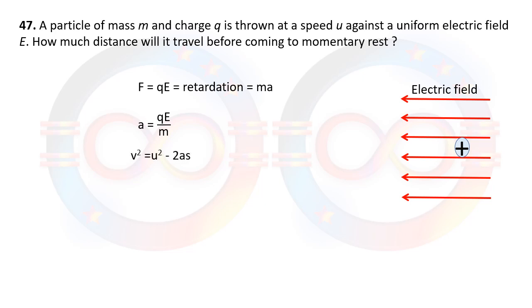Now we use the kinematical equation as v square is equal to u square minus 2as, because a is retardation here. v, that is momentary rest, after some time it will be 0. It is being thrown with initial speed u, and then minus 2 into acceleration or retardation, qE upon m, into s. So from here we can calculate s is equal to u square into m upon 2qE. After this much distance the charge would come to rest.